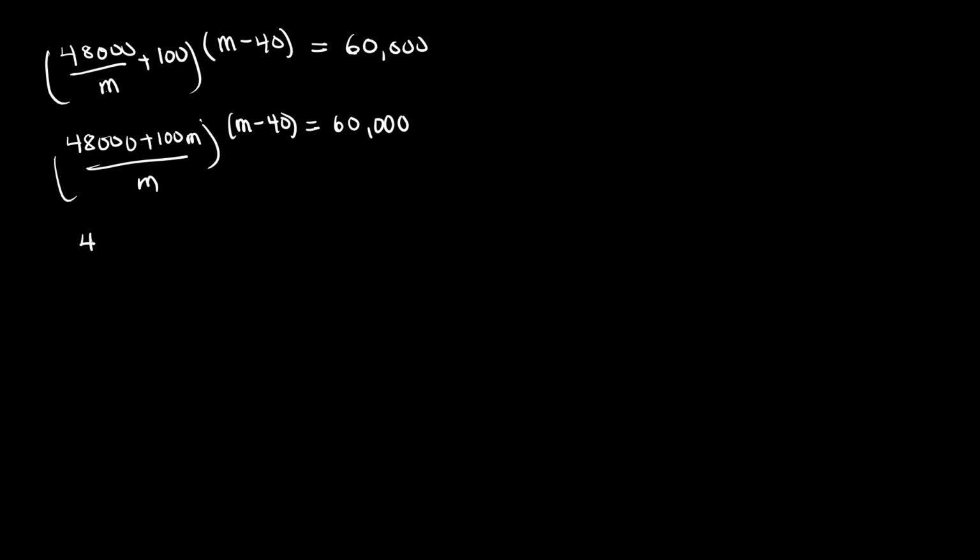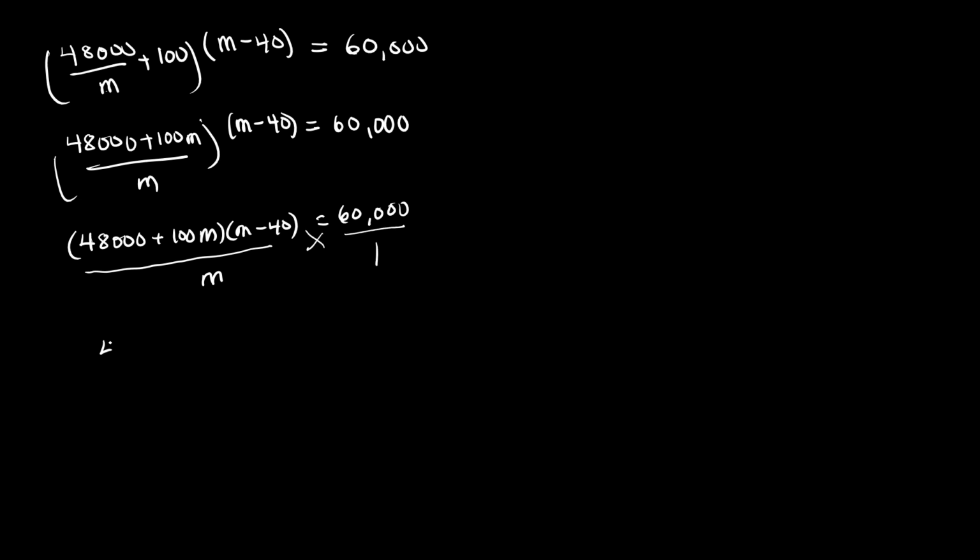So in this case, we can just expand this. So we are going to get 48,000 plus 100m, then that is multiplying m minus 40. Since this is multiplication, I can divide all by m is equal to 60,000. And then we can just shift this m here. In other words, when we cross multiply, we are going to get 48,000 plus 100m multiplying m minus 40 is equal to 60,000m. Okay, so with this, I have to actually take off this comma, but in my next step I'll take it off.